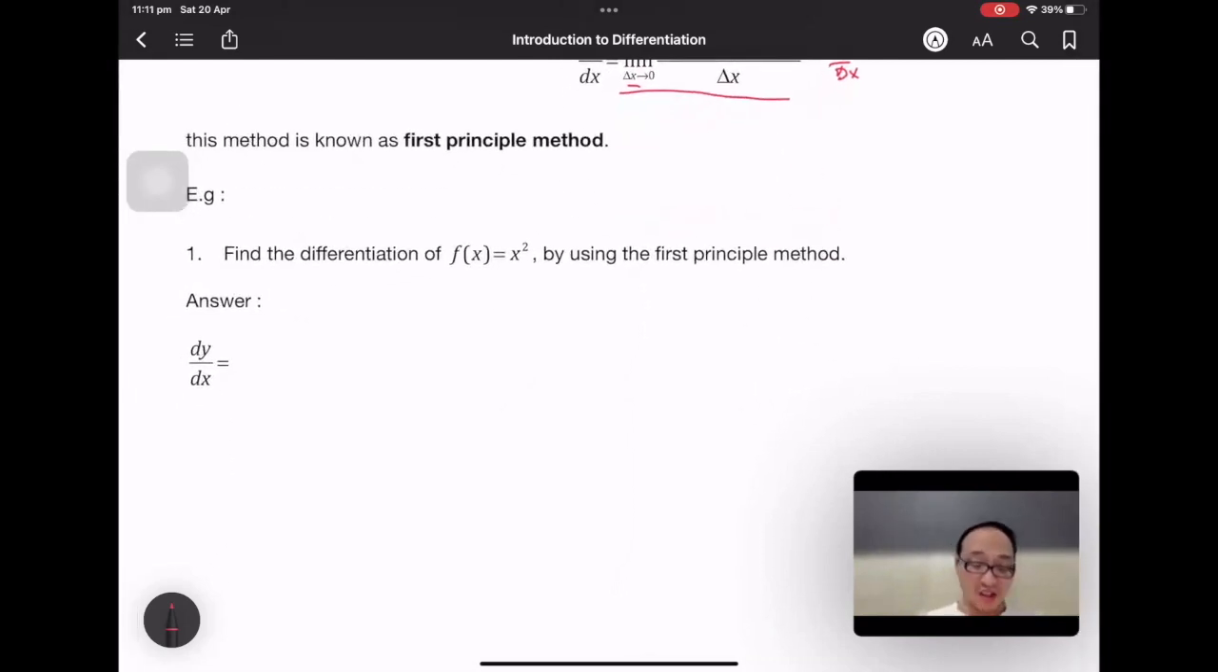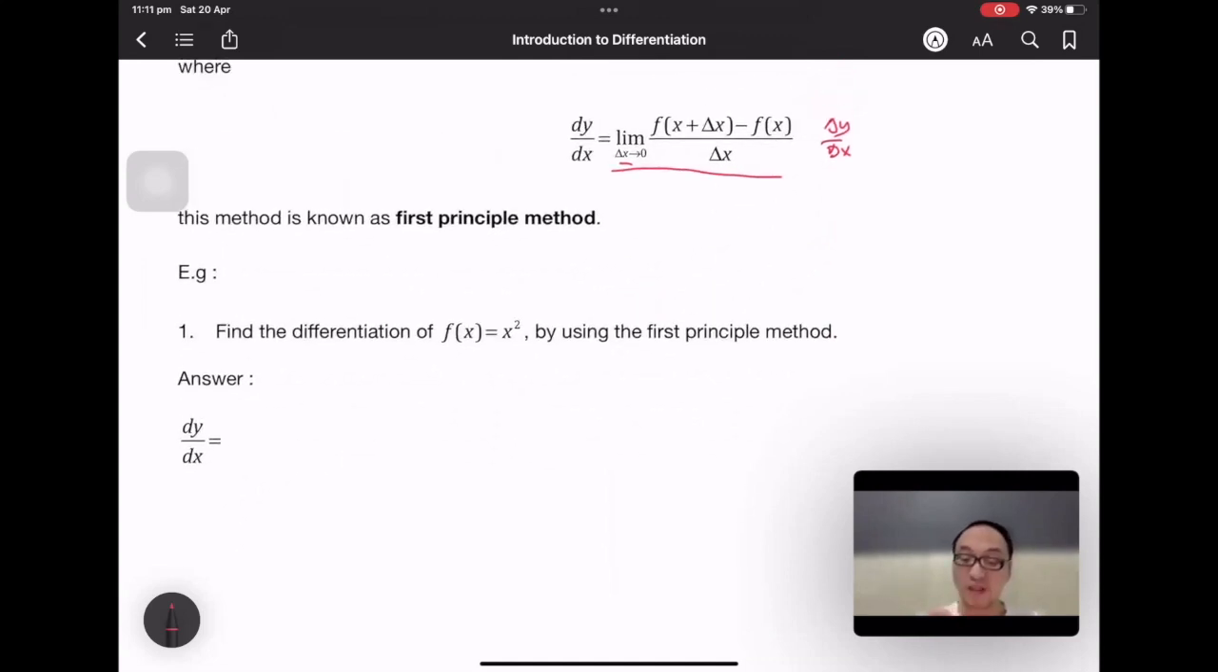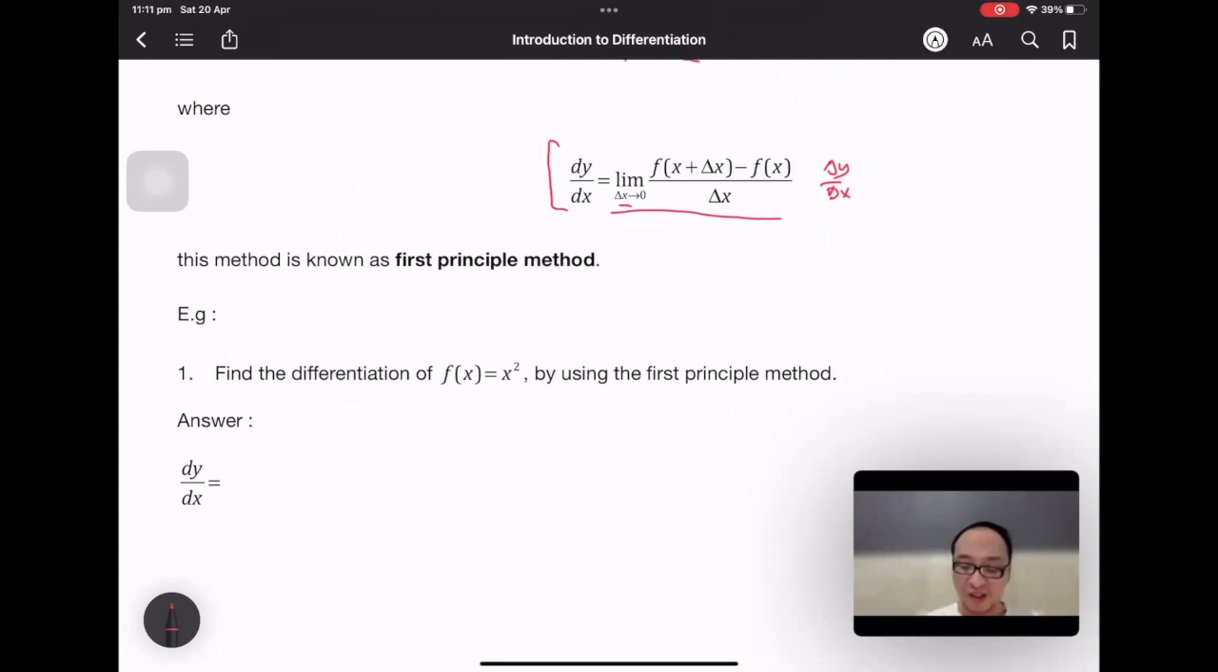What is the differentiation of any function? So let's see the example. Find the differentiation of x squared by using the first principle method. In this case, if we see the definition, we have to find f(x plus delta x) and f(x).